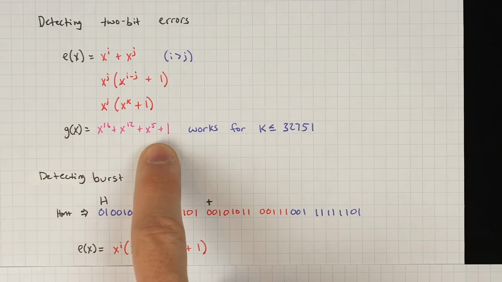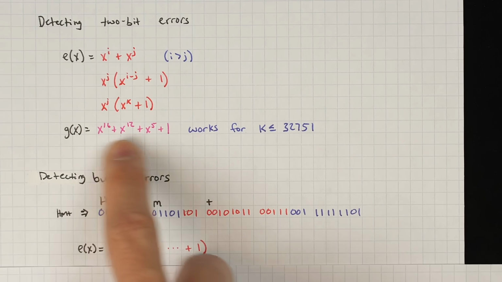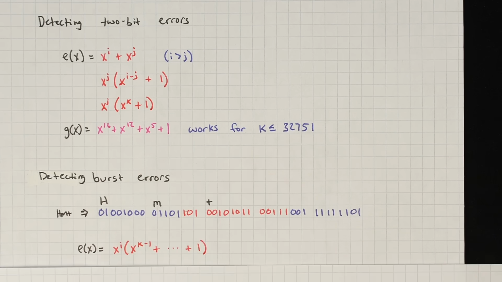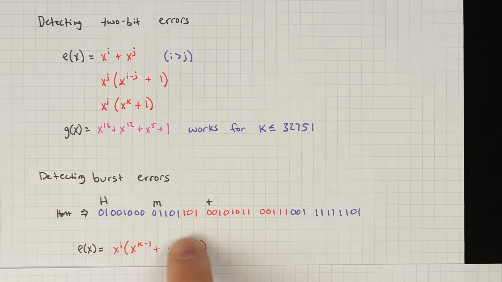So in fact, pretty much any CRC polynomial is going to have this property where it's guaranteed to detect burst errors that are smaller than or equal to the degree of that polynomial. So in practice, any 16-bit CRC is always going to detect 16-bit burst errors. A 32-bit CRC is always going to protect against at least 32-bit burst errors and so forth.